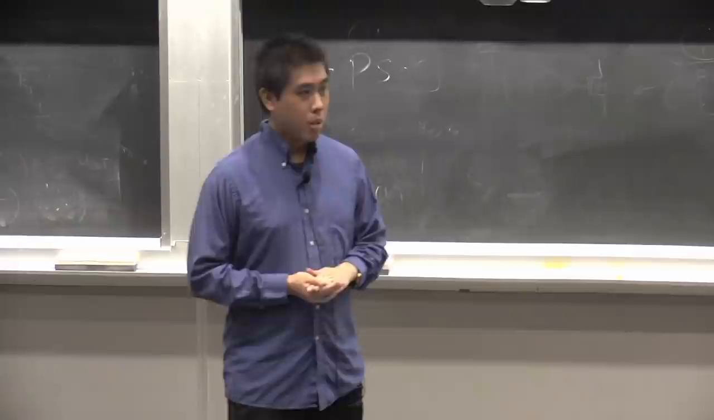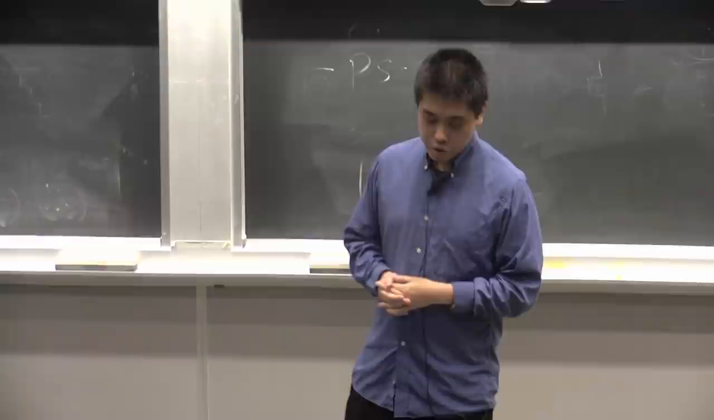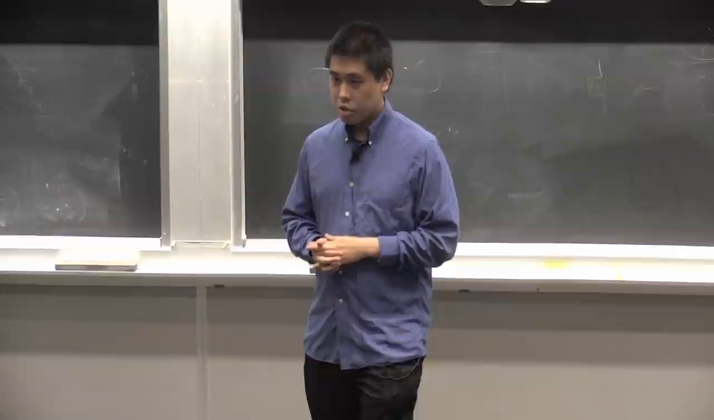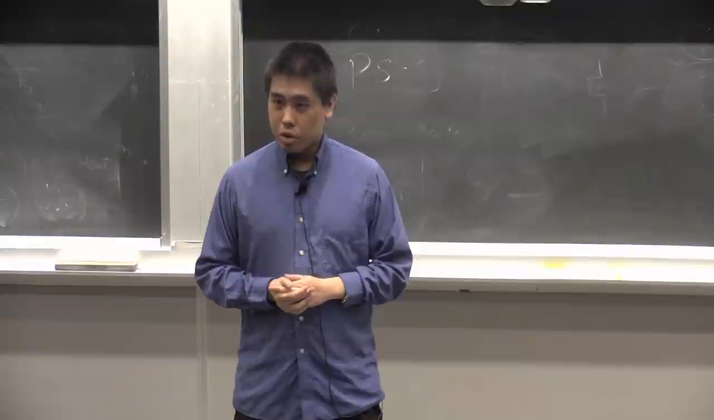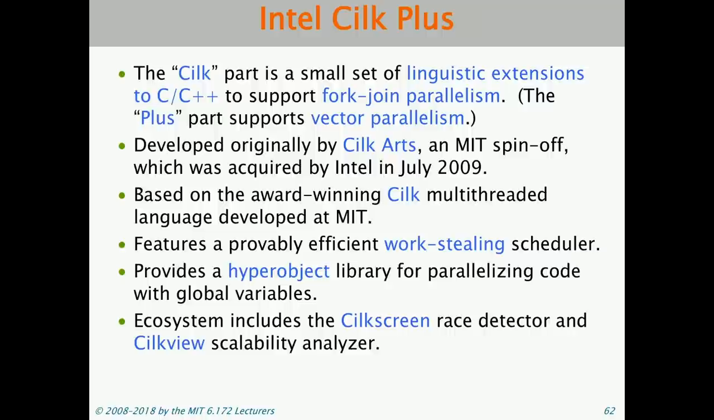The Cilk Plus ecosystem also includes useful programming tools, such as a Cilkscreen race detector. This allows you to detect determinacy races in your program to help you isolate bugs and performance bottlenecks. It also has a scalability analyzer called Cilkview. Cilkview will analyze the amount of work that your program is doing, as well as the maximum amount of parallelism that your code could possibly extract from the hardware. So that's Intel Cilk Plus.